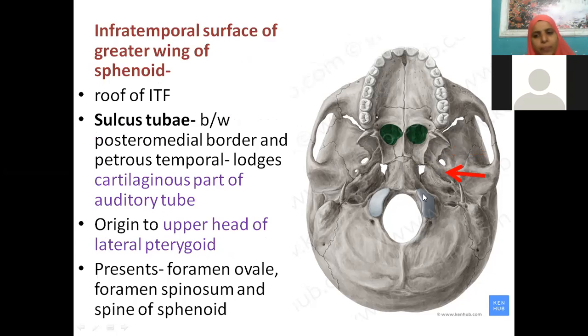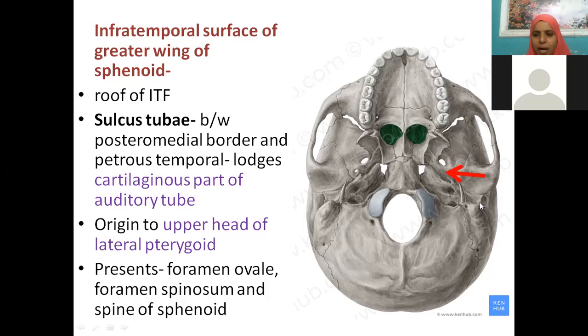Nobody will ask you. Then the infratemporal surface of the greater wing of the sphenoid bone, where I am showing you the arrow, not this one, this one. That is the greater part of the greater wing, the squamous part, I am showing you. So it forms the roof of the infratemporal fossa. There is a structure here, the sulcus tubae, between the posterior medial border and the infratemporal surface.